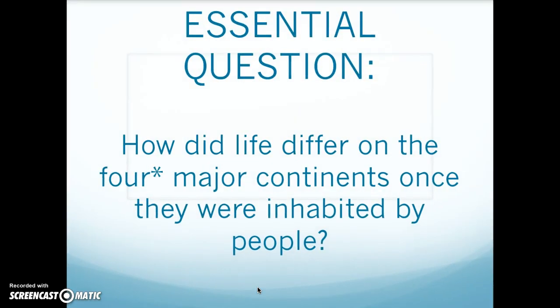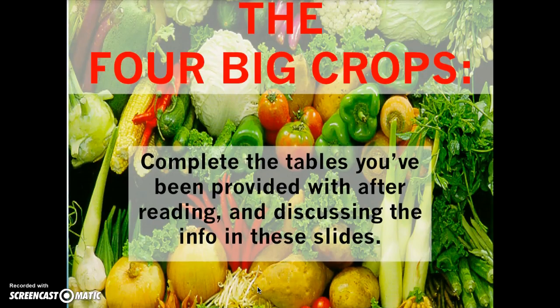So the big question we're looking for is, how did life differ on the 4 major continents once they were inhabited by people? So we're looking at beginnings of civilization. How did life differ? And it all comes down to that geography. So we get into our 4 big crops, those plants you had to think about.